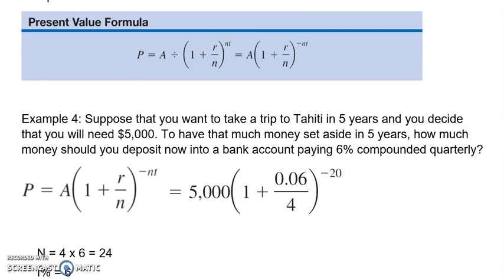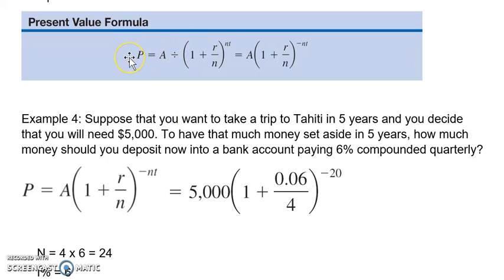Professor Smith again. In this example, I'm going to show you how to use your TVM solver to calculate the present value to reach a future investment goal. Suppose you want to take a trip to somewhere tropical 5 years from now, and you decide you'll need $5,000 to take that trip. To have that much money set aside in 5 years, how much money should you deposit now into a bank account paying 6% compounded quarterly?